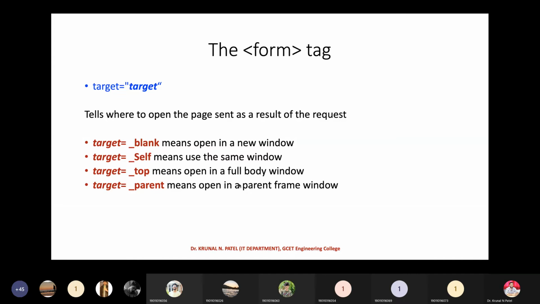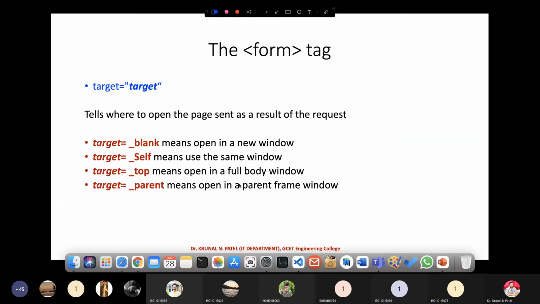Now another important attribute we have, the third one, is target. What is the meaning of target? It is the same target we have learned in our anchor tag, so that is applicable and I'm not going to repeat it. When you want to open a form in a new window, you should go for _blank, or _self. And _top and _parent are also there whenever you are going for a frame.